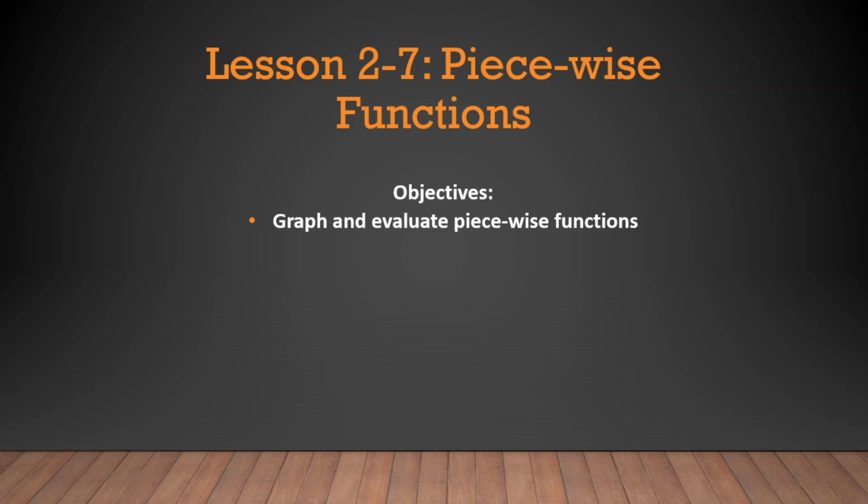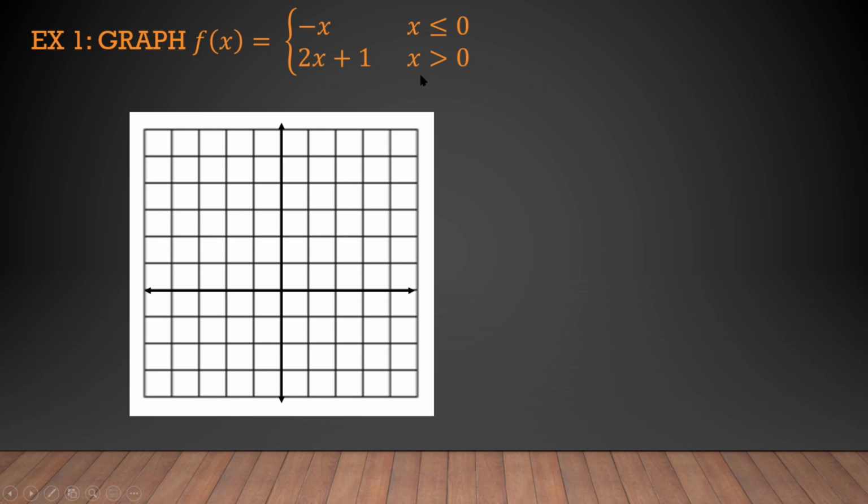Today we're going to talk about piecewise functions. These are functions that are made up of multiple pieces, so we're going to have more than one function, each one defined on a given interval. To begin with, we might have something that looks like this. It's got two pieces. The first one has a restriction that is less than or equal to 0, and the second one has a restriction that is greater than 0.